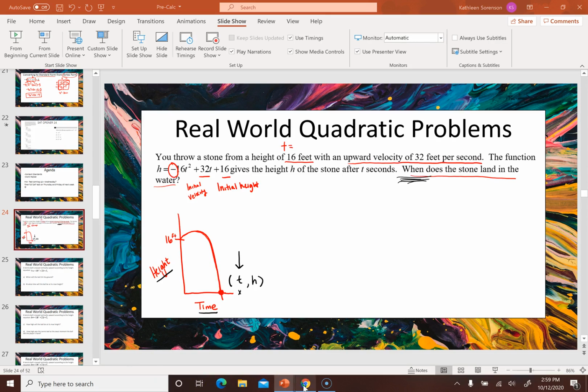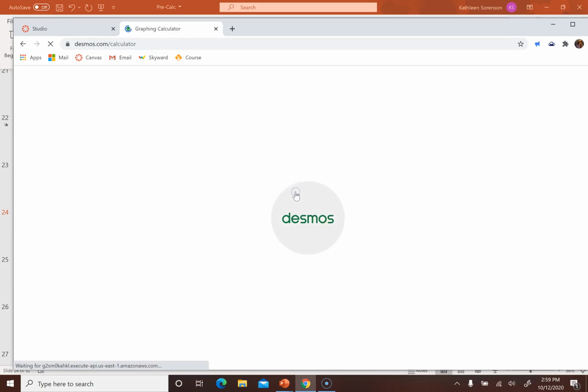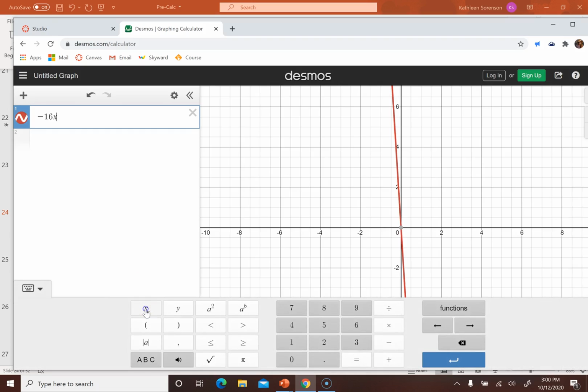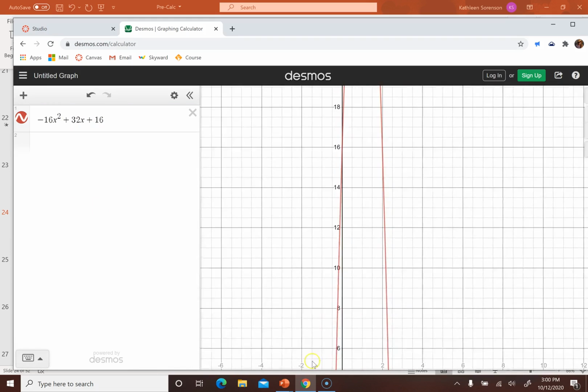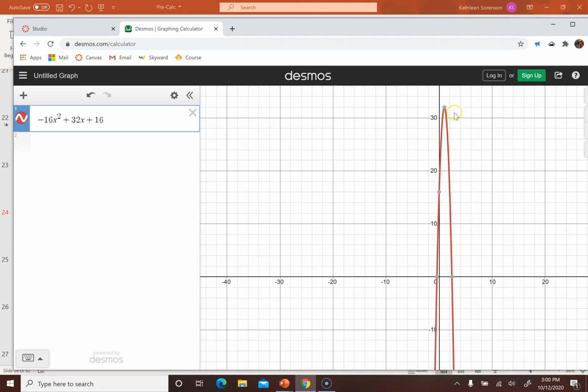All right, so going over to Desmos here, just desmos.com, click on Graphing Calculator. And I'm going to do a negative 16, and I'm going to go to my keyboard and do an x squared, and then plus 32x plus 16. Notice that I had to use x instead of t, but that's just because Desmos doesn't let me do that. Notice, folks, that we do start at 16. And then you've got your graph going up from 16, and then it hits the water right here.